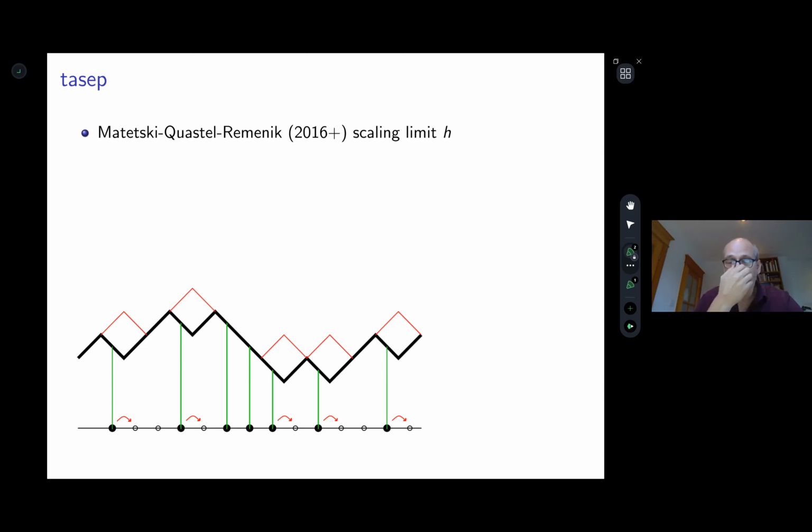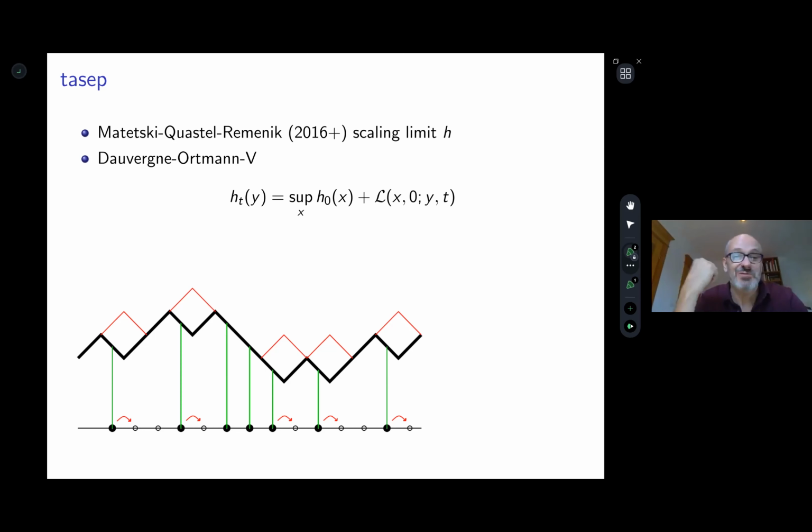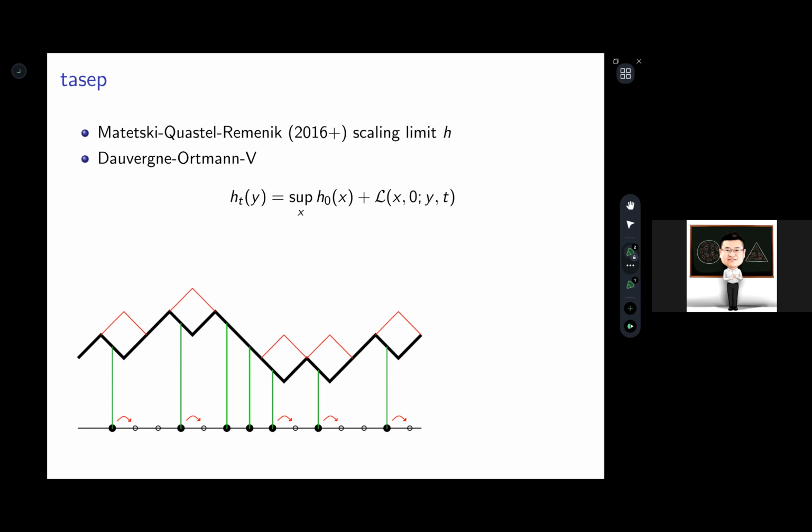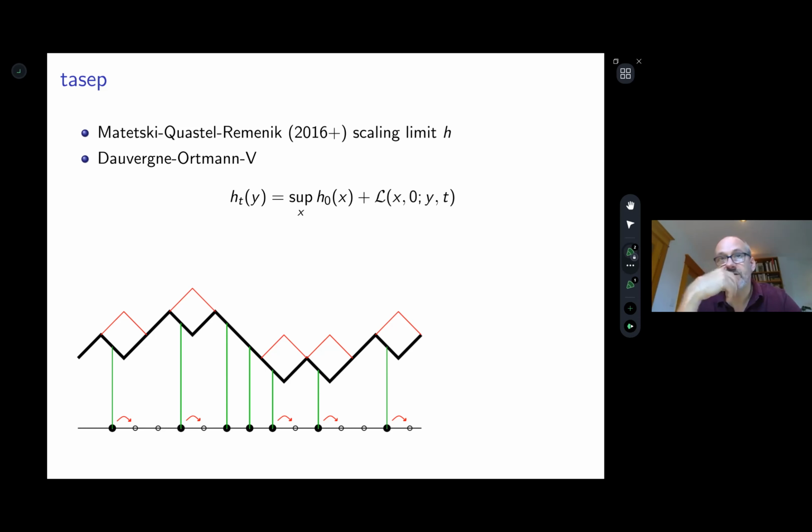And the KPZ fixed point was this amazing result of Matetski, Quastel, and Remenik in 2016, that you can actually describe the scaling limit of this Markov process. And what we proved is that this is actually given in terms of the directed landscape, and not just with a fixed initial condition, which is the result of MQR, but actually for all initial conditions jointly at the same time.